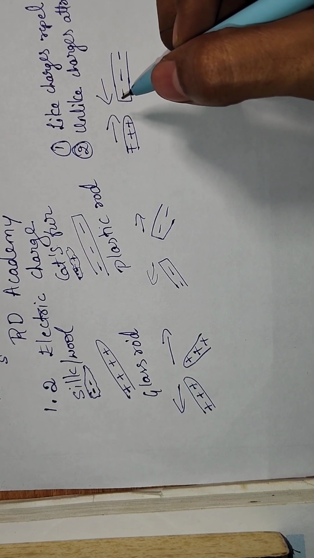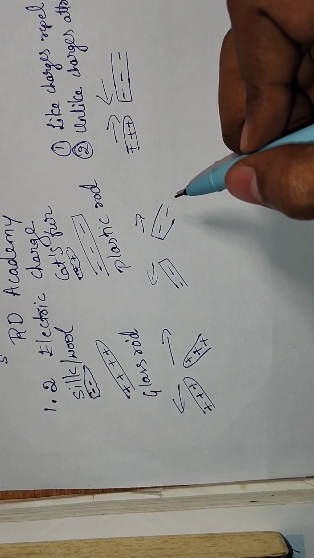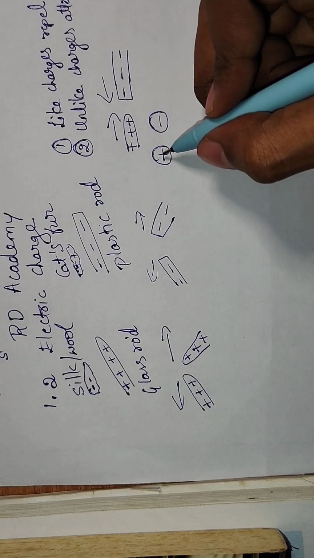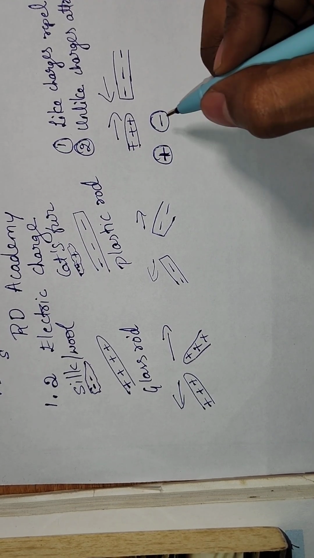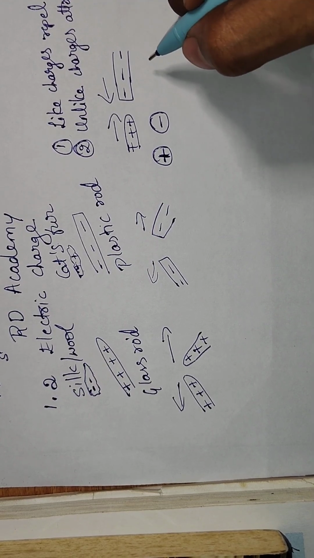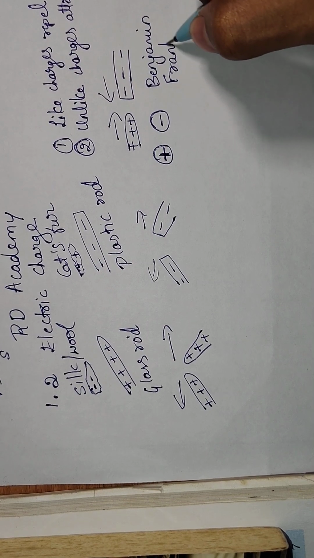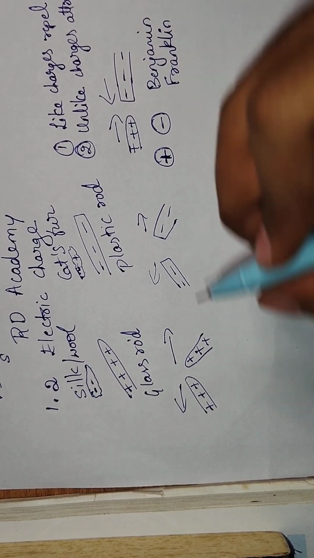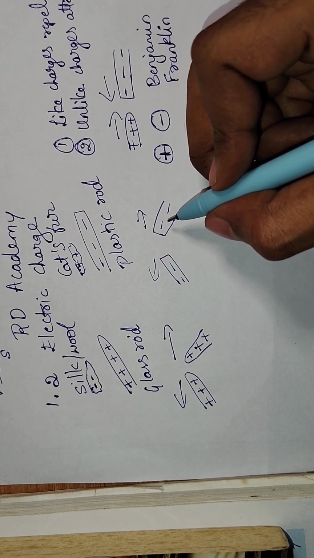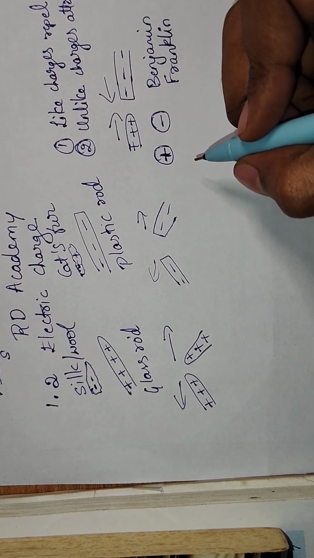One important point I would like to mention is that we normally use positive and negative charges, but do you know who gave these names? It was coined by an American scientist, Benjamin Franklin. He was the first person to call one type of charge positive and the other type negative. From that time we have been using this notation.